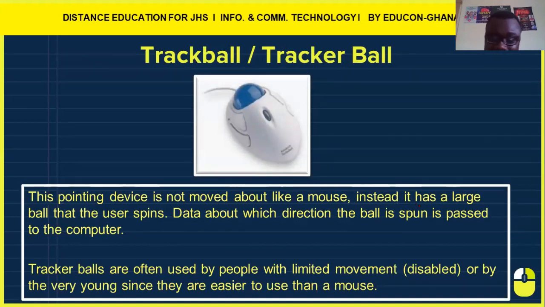Why are we saying that? It is just a large ball that the user spins. Tracker balls are often used by people with limited movement. So we can even say disabled people, those who can't move the hand freely, or very young ones, since they are easier to use than the mouse. You can see that the trackball is easier to operate than the mouse. You just roll the ball, and then the movement is detected on the computer screen.